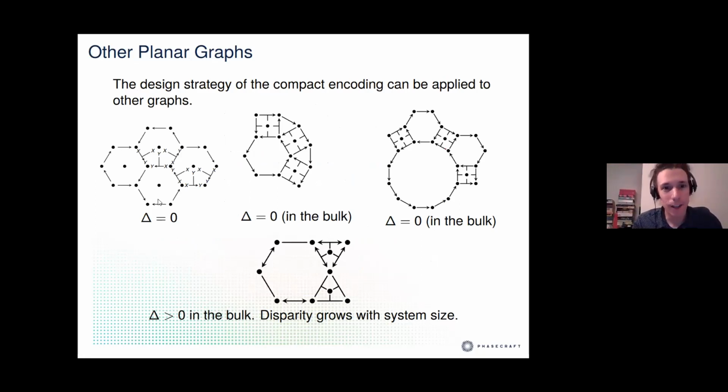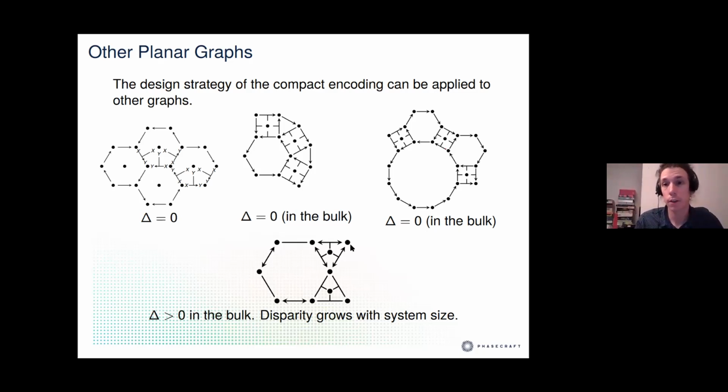We have the hexagonal lattice. We have the 6-4-3-4 lattice, which is one of my favorites. We have this 12-4-6 lattice. And all of these lattices have zero parity in the bulk. So as I grow the size of these systems, the only difference from the code space to the Fock space is going to be determined by the boundary conditions, same as in the square lattice encoding, okay?